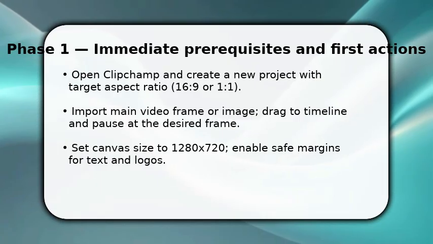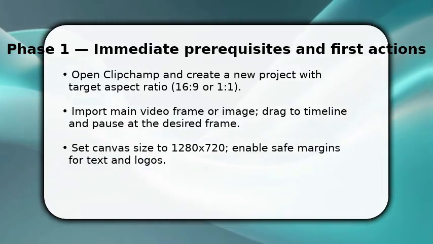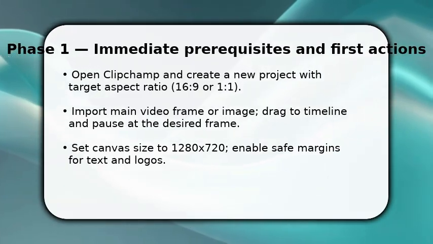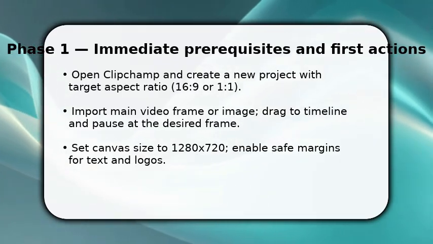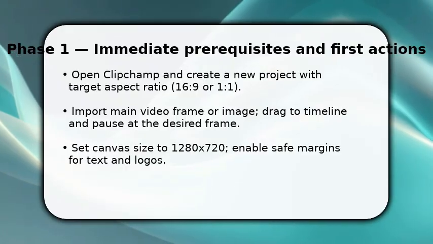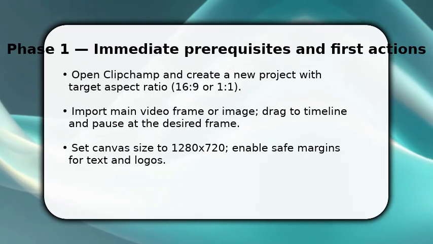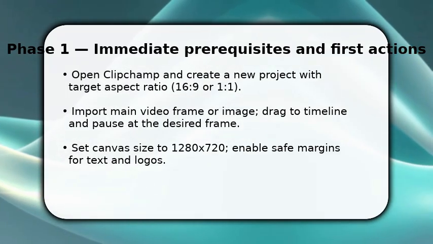Open Clipchamp and make a new project with the aspect ratio you need, 16:9 for most platforms. Import the video or image right away, drag it to the timeline, and pause on the precise frame you want. Once done, set the canvas resolution to 1280 x 720 and turn on safe margins so your title and logo won't get cut off. Make sure the frame is sharp.